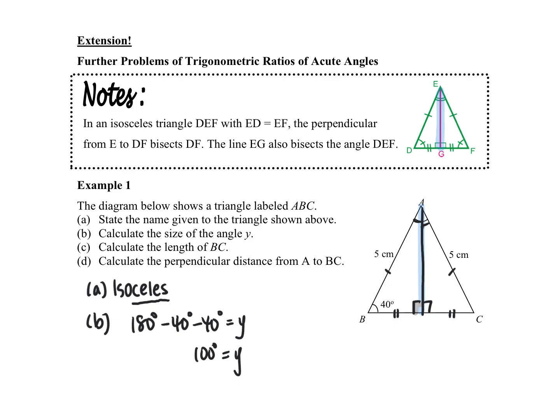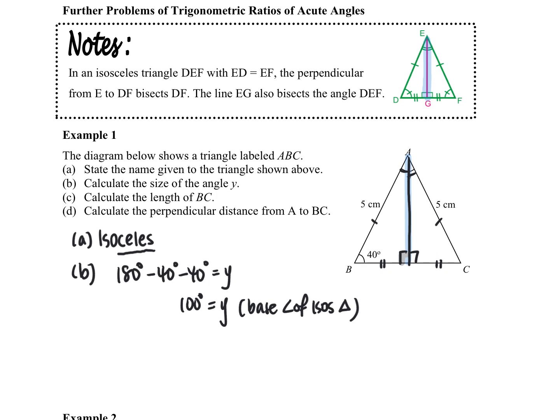100. So this is base angle of isosceles triangle. But if they never ask for reason, you never write, it is fine. I'm just putting it here as a recap. That's because it's not drawn to scale.